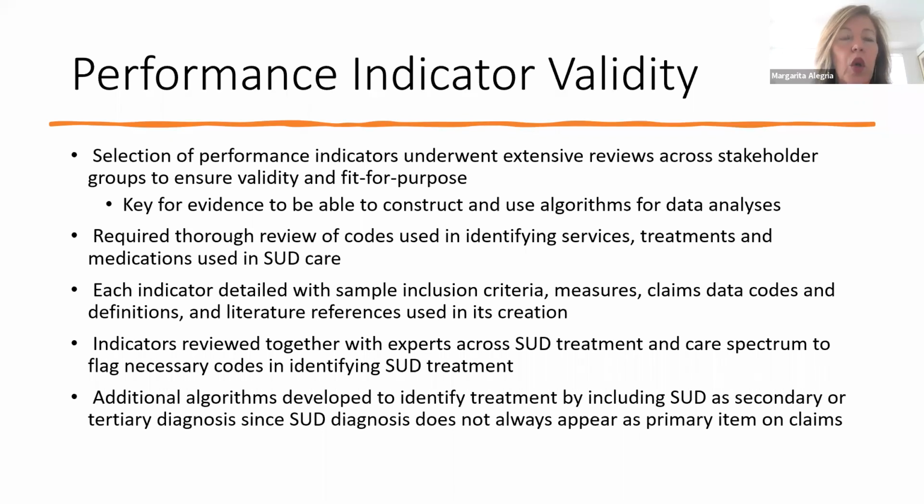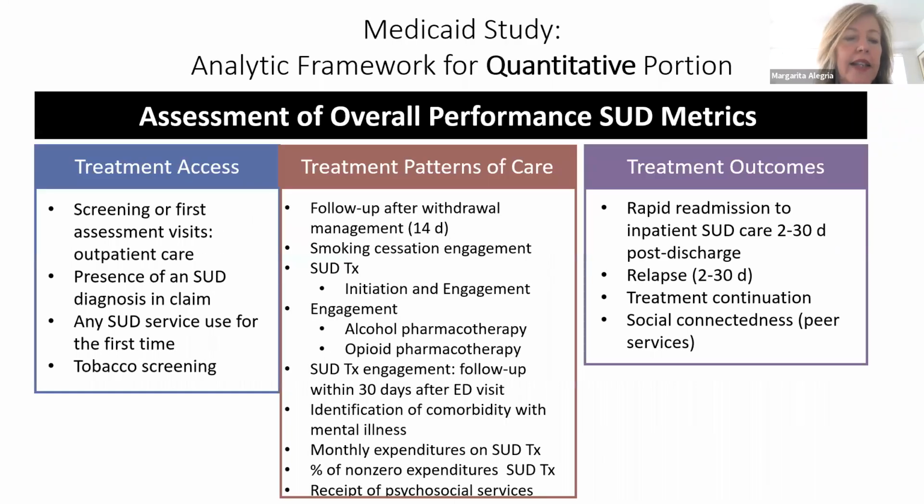We also needed to say what would be the sample where this indicator would apply, the claims data codes that you would need to do, the definitions of the populations. And we also put the references of the literature that we had used in creating the indicator. We reviewed this with experts. And for some, they also recommended additional algorithms that were not included in what we have. And that took us to finalizing these 18 indicators.